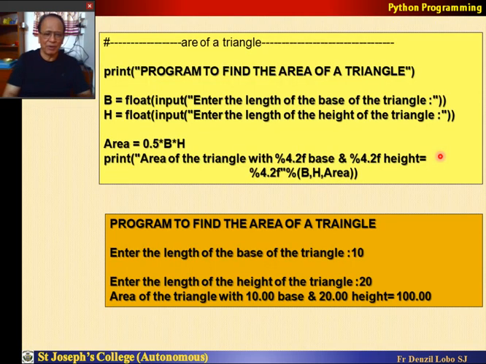With that, we come to the second program, to find the area of a triangle. To find the area of the triangle, I have to give the values of base and height. So therefore I ask, enter the length of the base of the triangle, convert that into float and put it in B. Enter the height of the triangle and convert that into float and put it into H. Here you do the calculation of area, and here you display. As you see, I've entered 10 as the base and 20 as the height. So the area of the triangle with the 10 base and 20 height is equal to 100.